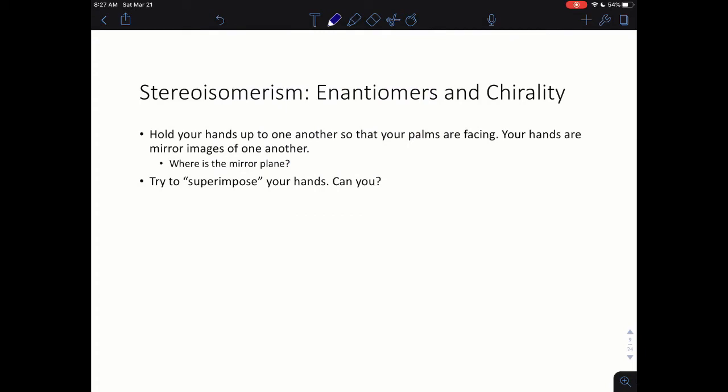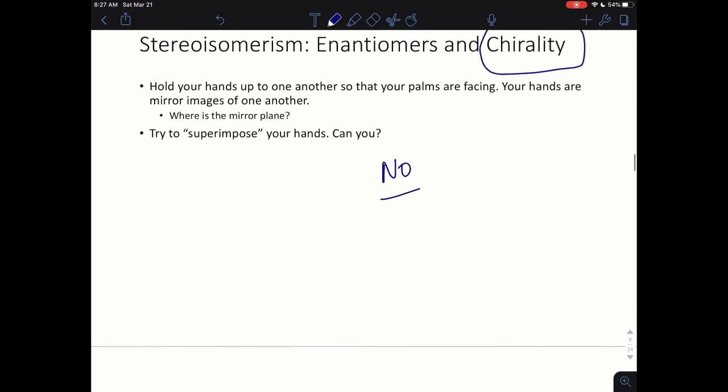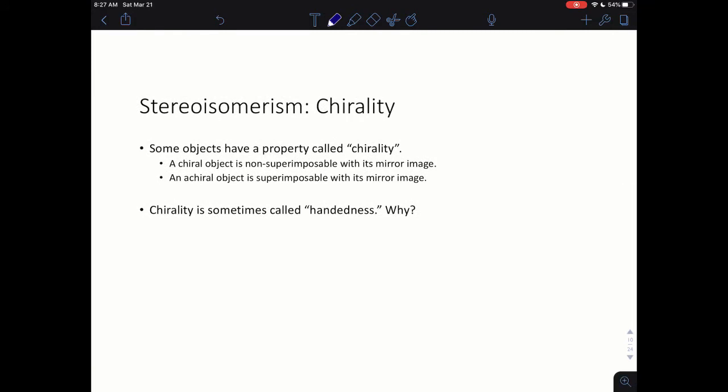So we saw with our hands that they are mirror images. The mirror plane was in between them, and no, we could not superimpose them. So because of that, our hands have this property called chirality. All right, so we're going to take a deep breath, one step at a time. So some objects have a property called chirality.